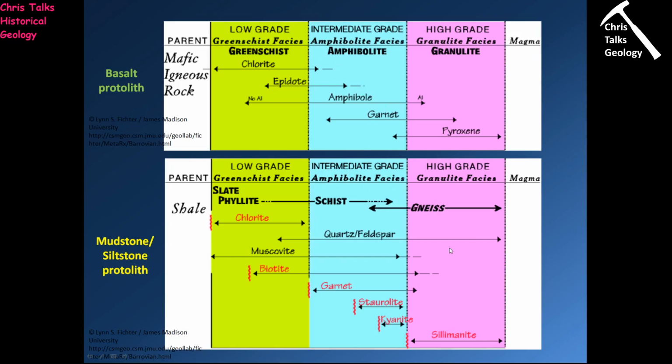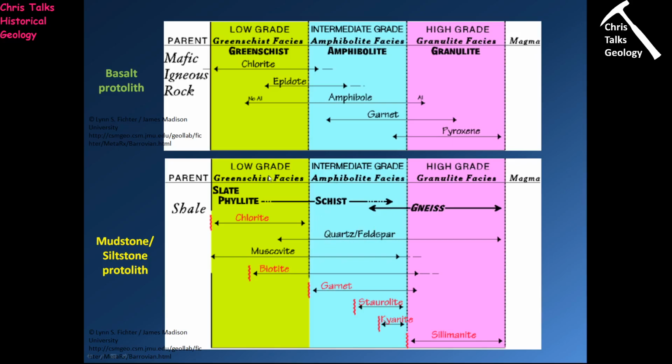This bottom one is for a mudstone, so a muddy sedimentary rock. So obviously, because the protolith has a different composition, the minerals you get are going to be different. So what do we see? Well, the first thing to remember is quartz and feldspar. Well, they are ubiquitous minerals. They're all over the place, and in terms of being an index mineral, they're pretty useless. So we're not going to concern ourselves with quartz and feldspar.